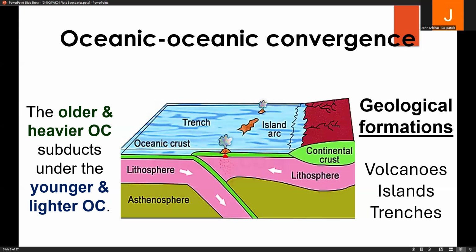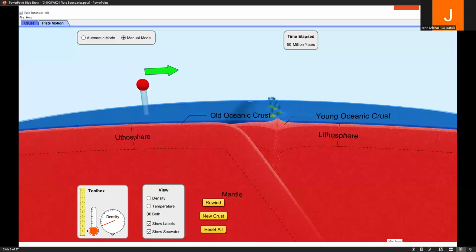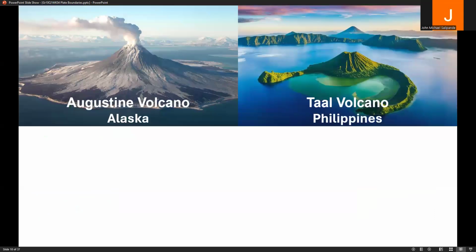All right. So some famous examples of volcanoes, islands, and trenches. We have Augustine Volcano in Alaska. And most recently, on Monday, remember the smog alert, because Taal Volcano erupted. But the eruption was kind of weak because it only affected at least Region 4A and certain areas of the National Capital Region.